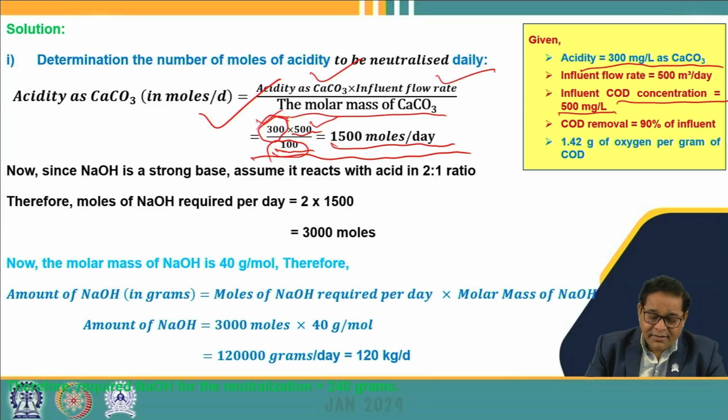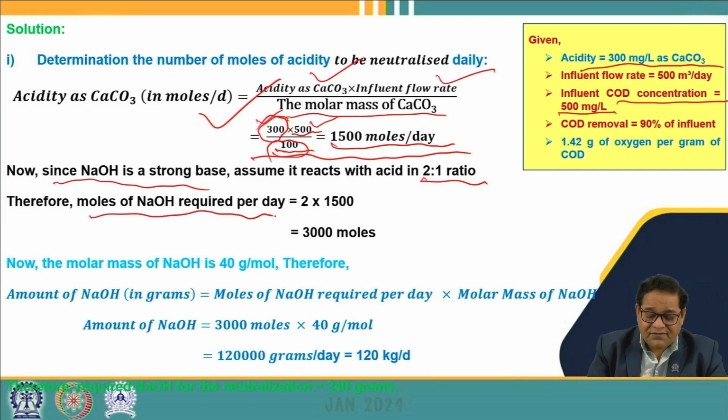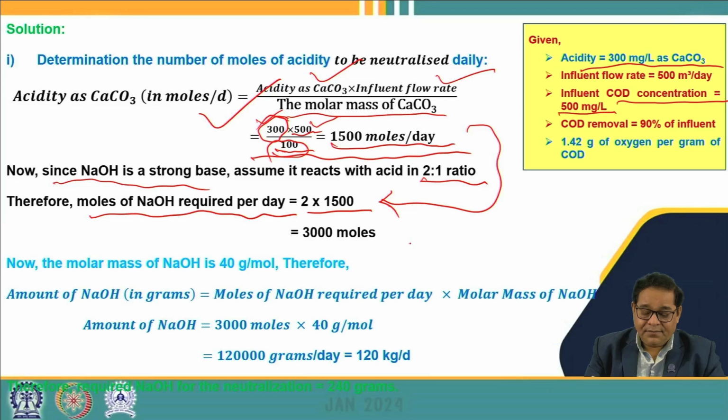And if we assume NaOH is a strong base and it reacts with acid in a 2:1 ratio, like 1 mole of this acidity will require 2 moles of NaOH. So accordingly the moles of NaOH required will be equal to 2 times the number of moles we have got here as acidity. So this basically gives us a total of 3000 moles of NaOH that will be required.